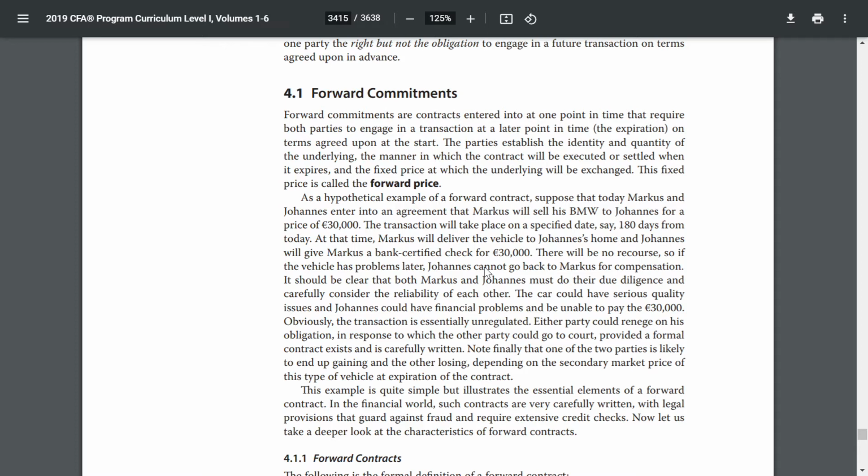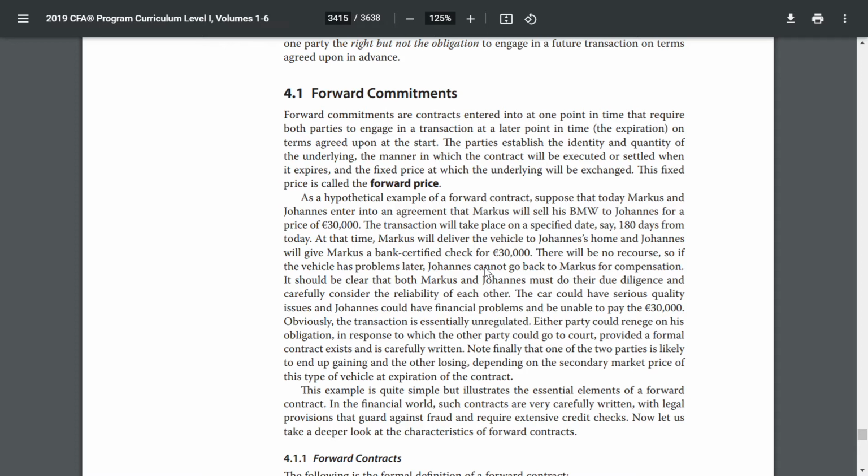As a hypothetical example of a forward contract, suppose that today Marcus and Joannis enter an agreement that Marcus will sell his BMW to Joannis for a price of 30,000 euros. The transaction will take place on a specified date, say 180 days from today.